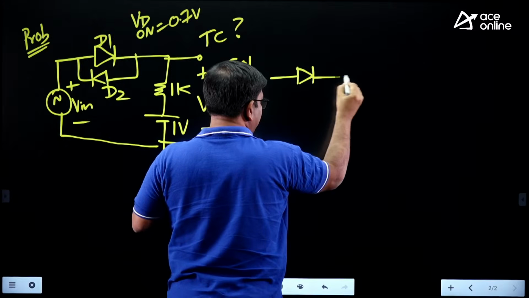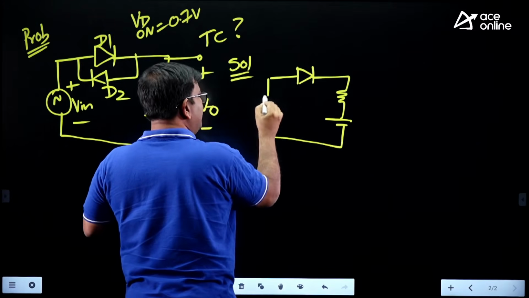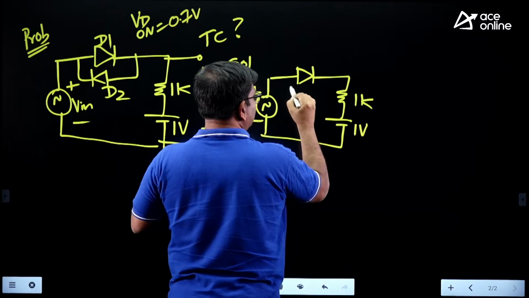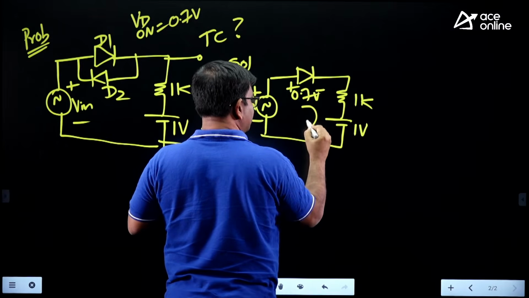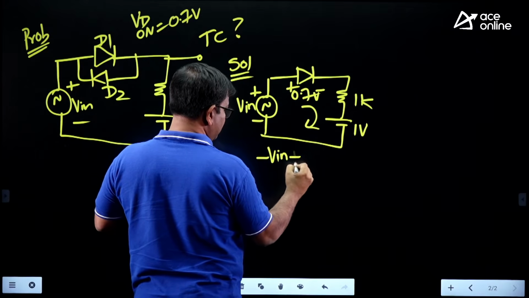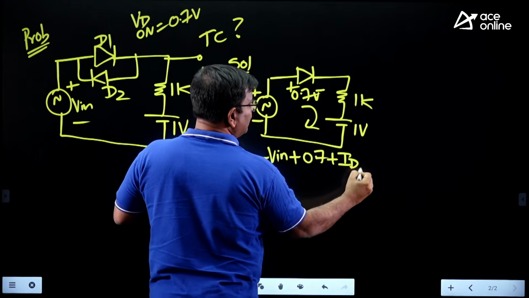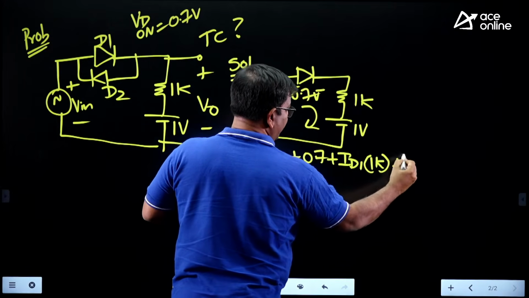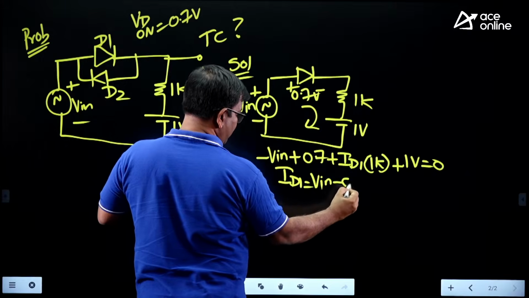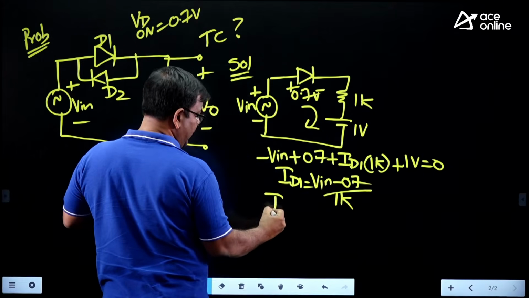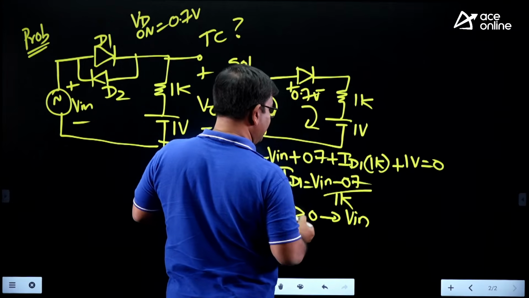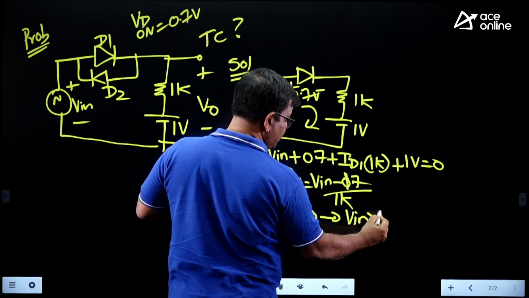So let us see when D1 is on. We know that a diode is on only when the current flowing through the diode is positive. So let us apply a simple loop equation here. Minus Vin plus 0.7 plus ID1 into 1K plus 1 is 0. So you know that ID1 is Vin minus 1.7 by 1K. ID1 greater than 0 means Vin is greater than 1.7.